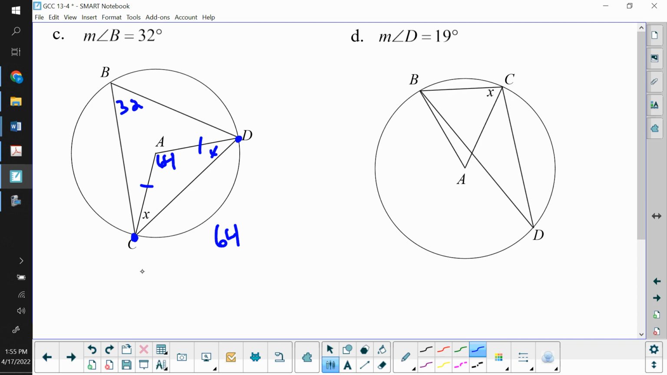Now just set up a little equation. 2x plus 64 should equal 180. If we subtract our 64 over, we get 2x is equal to 116. And divide by 2, and we get x is just 58.